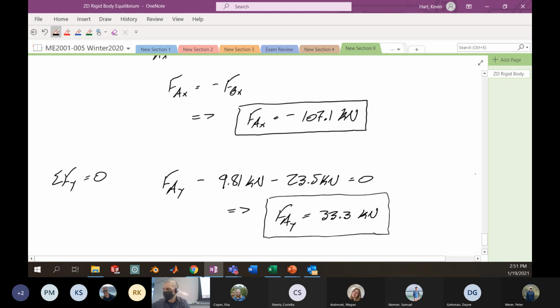Okay, so that is our very first step into 2D rigid body equilibrium. That's it for today. Kept you 1 minute late. Sorry about that. We'll do a couple more examples tomorrow. See you then.